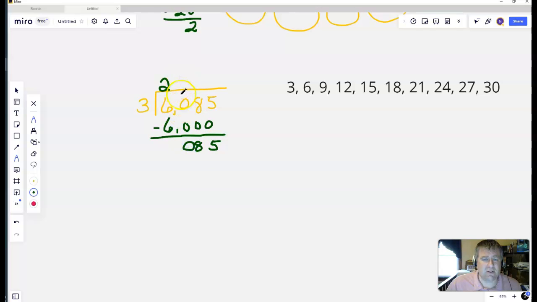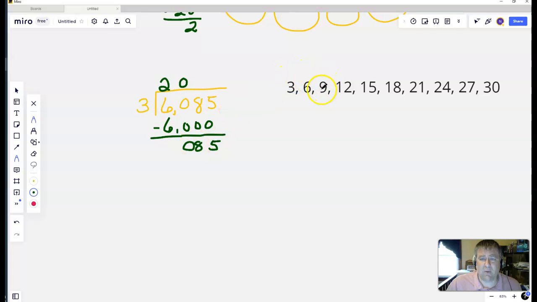This is actually a 0 here in this column. How many times will 3 go into 0? Well, it actually won't. So we're just going to say 0. Now we're looking at the 8. The 8 here, right? This is my next column down. The 8. How many times will 3 go into 8?